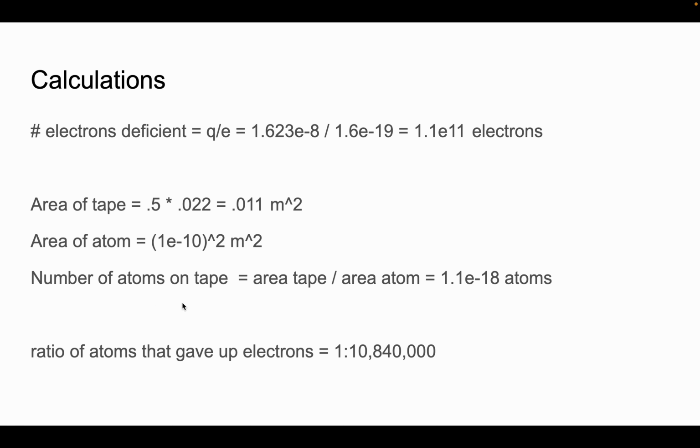Using the area of the tape, assuming that the tape is a two-dimensional rectangle, and dividing that by the area of an atom, we're able to find the number of atoms on the tape, and from there find the ratio of atoms that gave up electrons, which we found to be about 1 in 10 million, or almost 11 million.